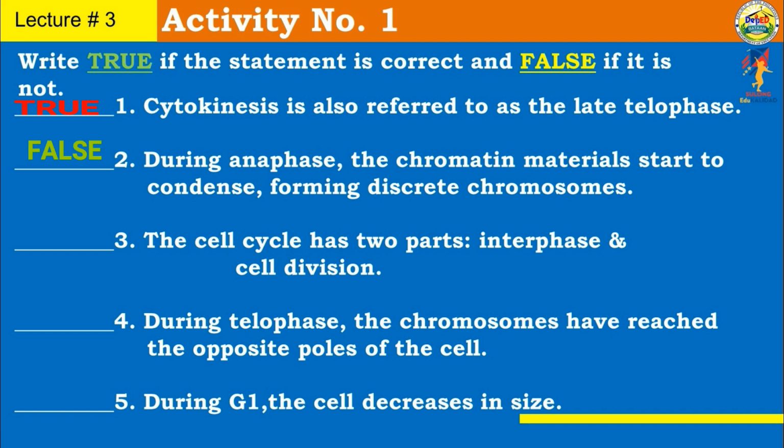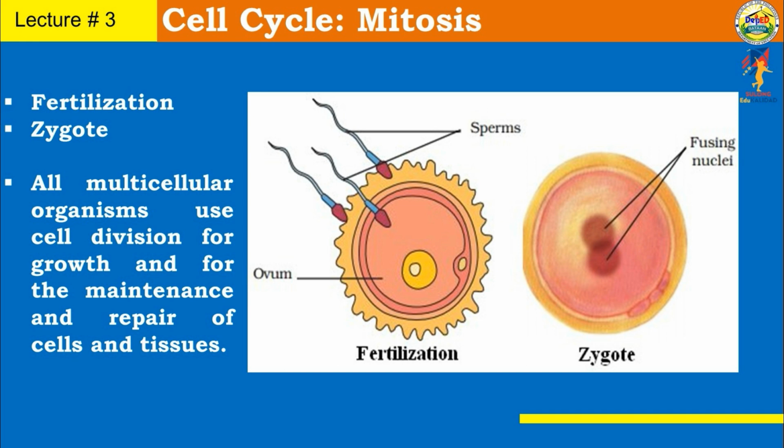For statement number 3, the cell cycle has 2 parts, interphase and cell division. The correct answer is true. For statement number 4, during telophase, the chromosomes have reached the opposite poles of the cell. The correct answer is true. And then for the last statement, during G1, the cell decreases in size. The correct answer for number 5 is false. Okay, we're done with the first activity.